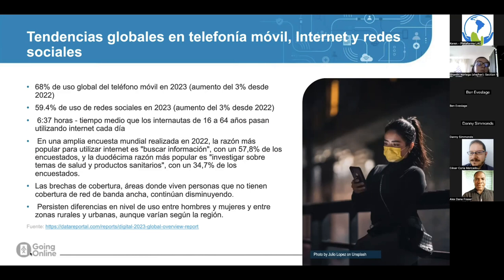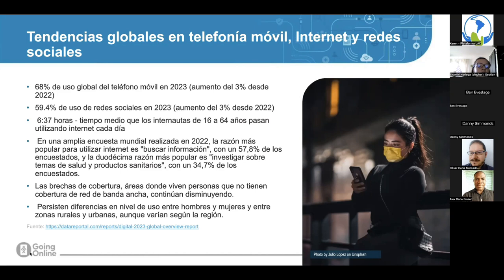And we're seeing that more and more people are engaging with the use of internet and using apps. And on average, people are spending about 6 hours a day on the internet. And this is for users aged 16 to 64.